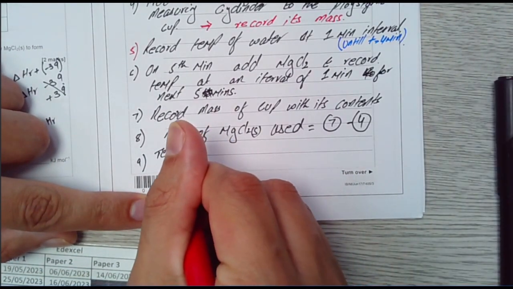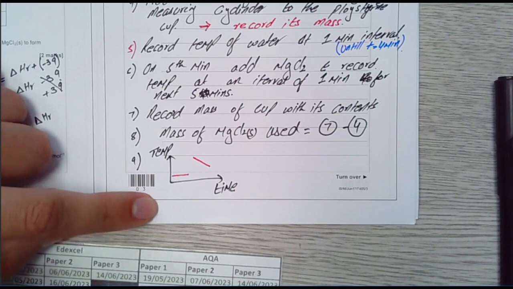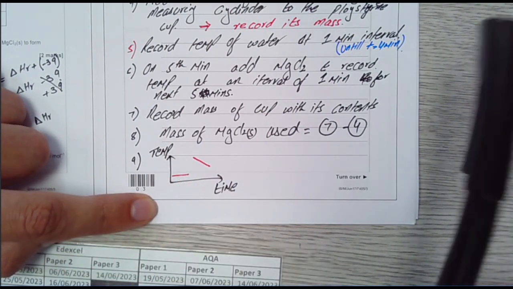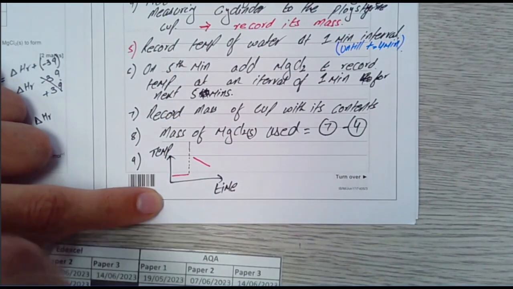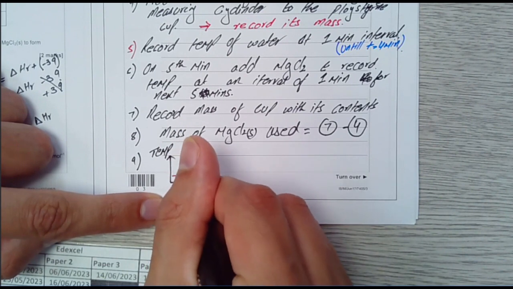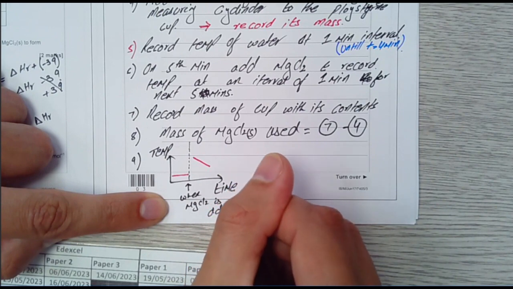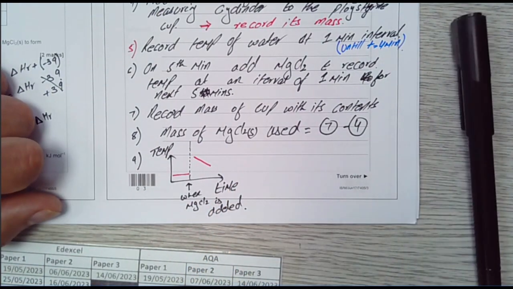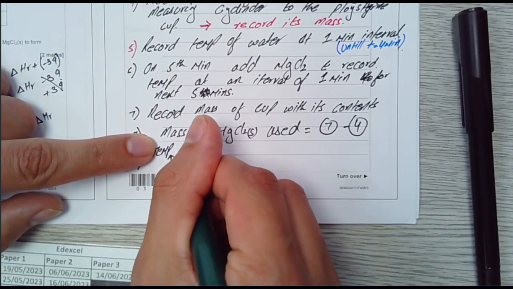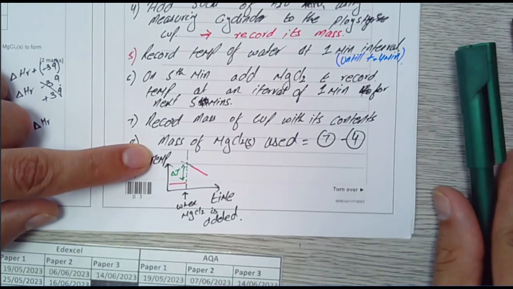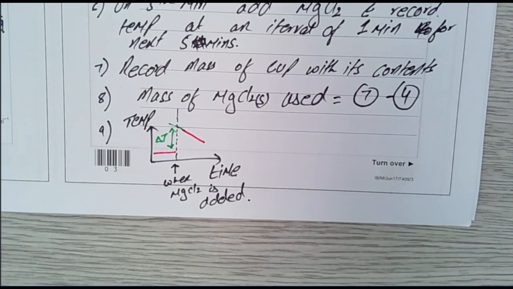I'll have two lines. I'll have a line here and I'll have a line here. Now what I will do in this case is extend this line to the top, because this is when MgCl2 is added. I can then extrapolate this line backwards and I can say this will be my delta T. Are people with me on what I just said? This will be my delta T.